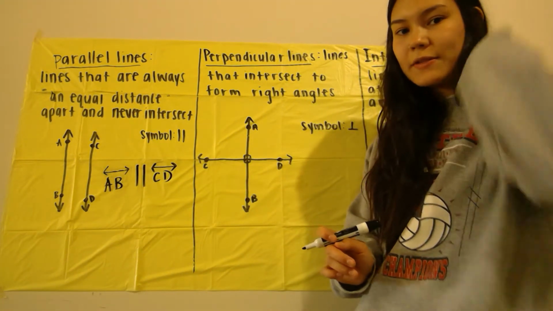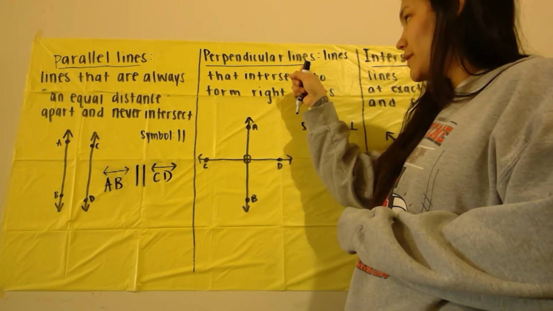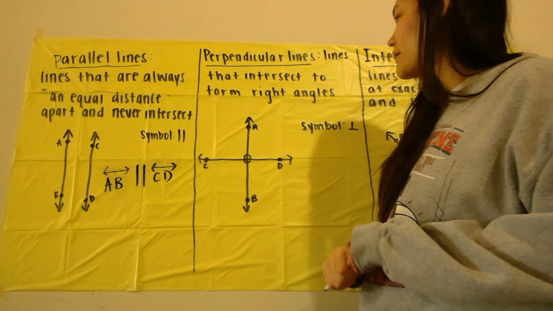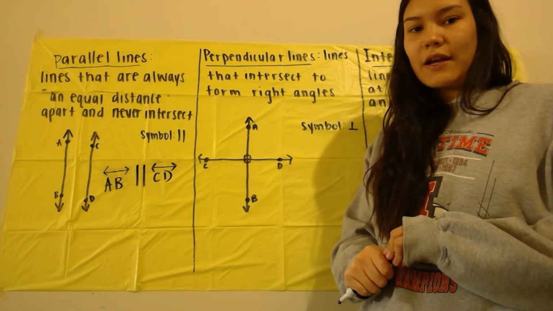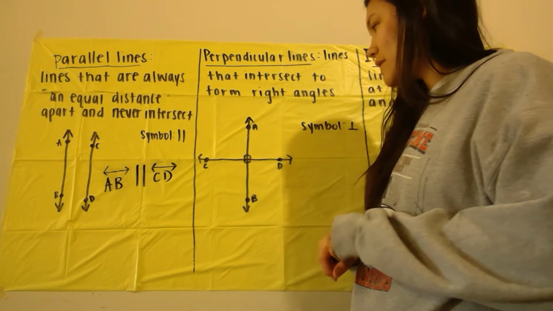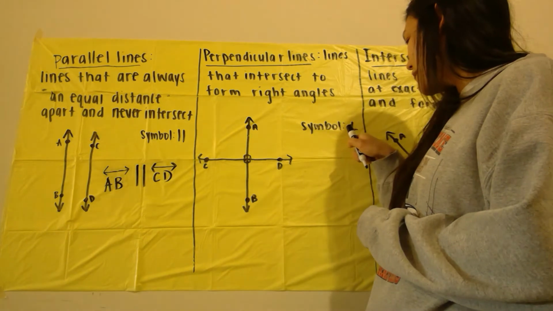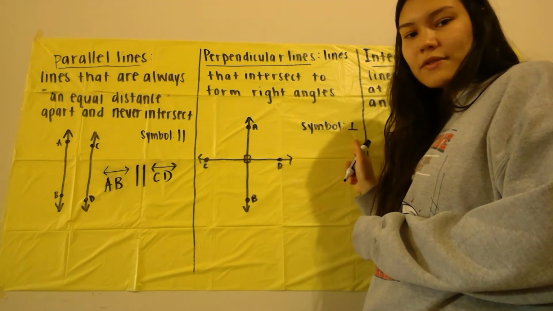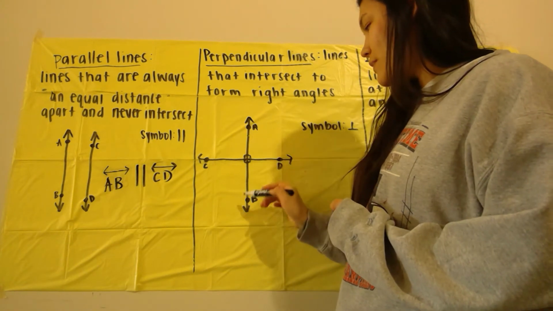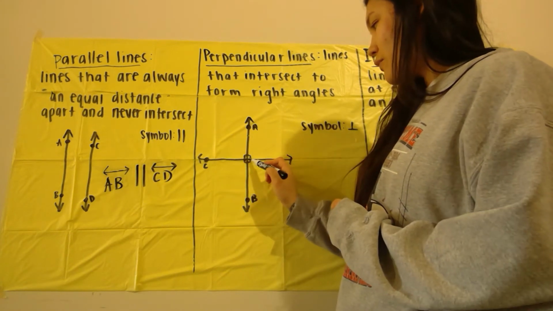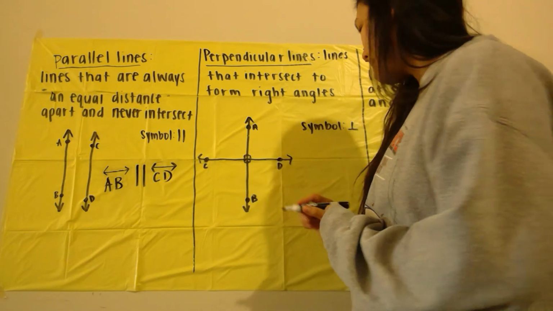Alright, the next type of lines we're going to talk about are perpendicular lines. And perpendicular lines are lines that intersect to form right angles. Remember that right angles are 90 degrees and they form these little squares right here. The symbol to write perpendicular lines is this right here. Looks like an upside down capital T. So here we have perpendicular lines AB and CD. They form 4 90-degree angles. They form 4 of those squares.